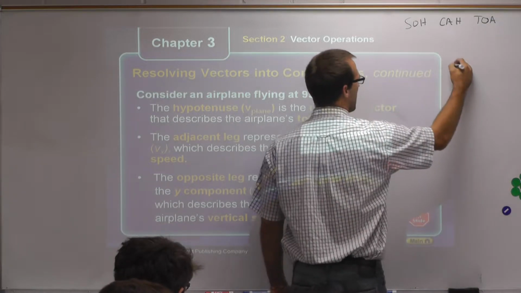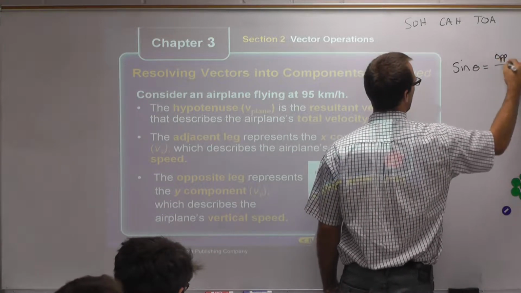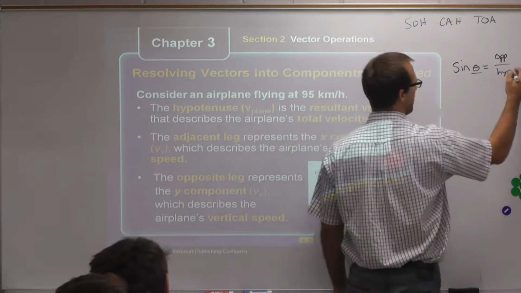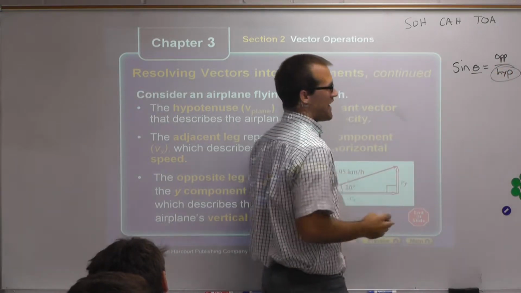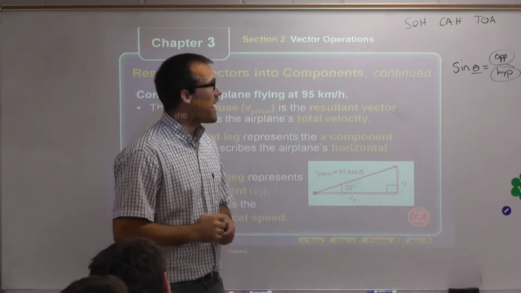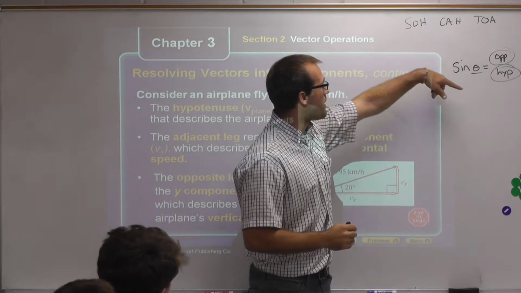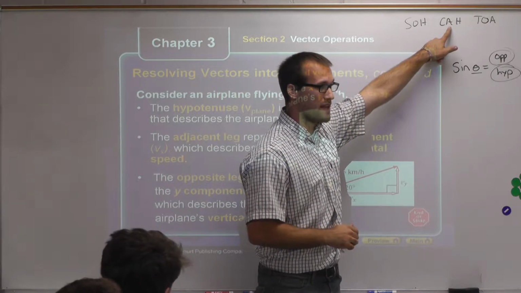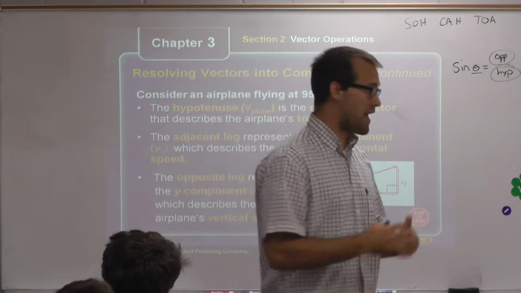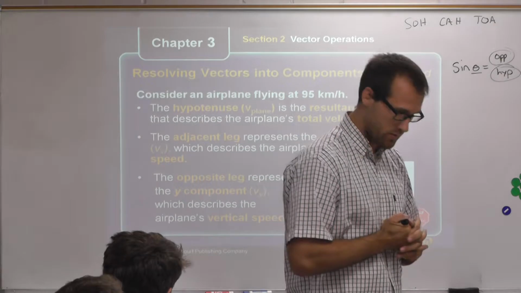All right, so sine is opposite over hypotenuse. If you have the angle and you have the hypotenuse side, could you find the opposite? Yes. And with cosine, you have the angle, you have the hypotenuse, could you find the adjacent side? So with sine and cosine, you can break a vector up into an x component and a y component so that you can add them when you're doing a multiple vector problem.